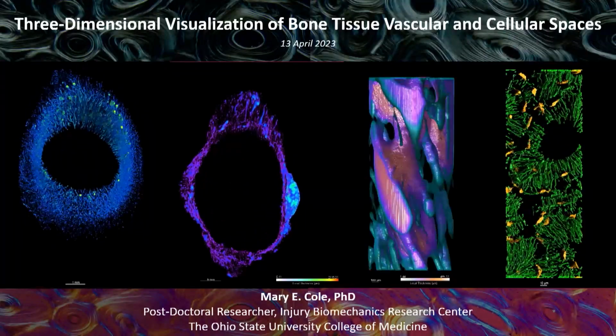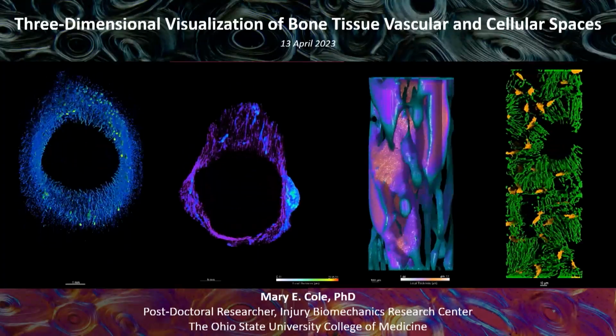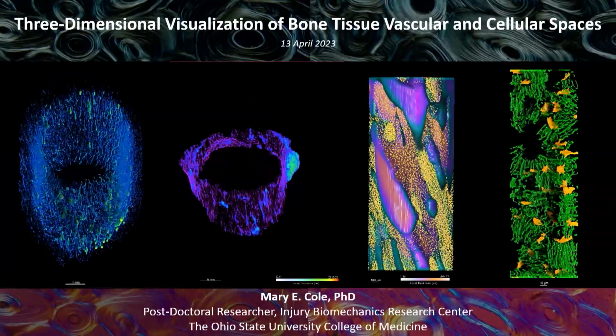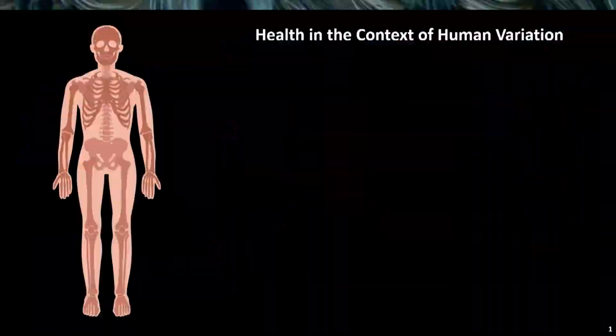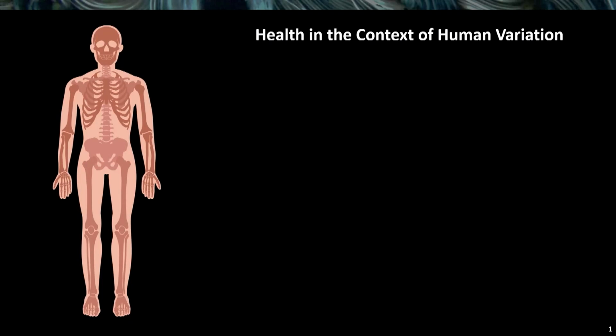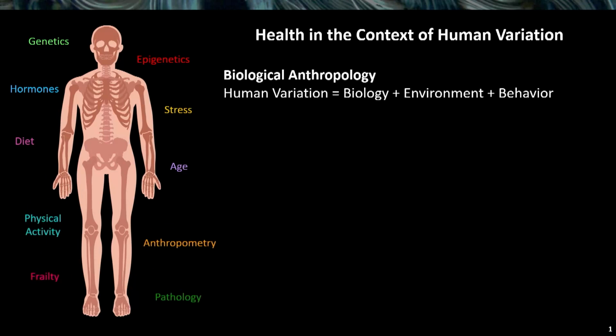My vision is to eventually do everything completely in Dragonfly and have it be essentially completely open source and accessible in sort of a package. But today I'll talk about some different ways we can visualize spaces within bone tissue and what that can tell us about bone health. So health is something that I study in the context of human variation. My background is in biological anthropology. And basically what that means is that I look at human variation as not only biology, but also the intersection with environment and behavior. So your body is not only your biology, your genetics, but also what you encounter over the lifespan and how you behave over the lifespan.